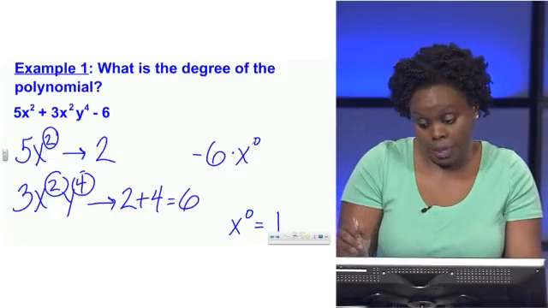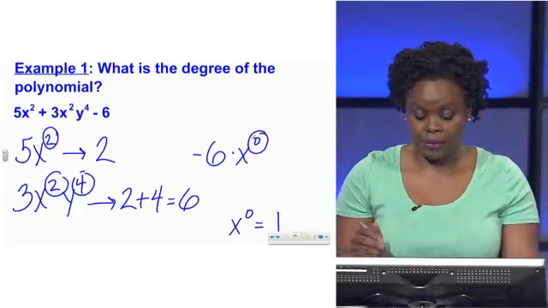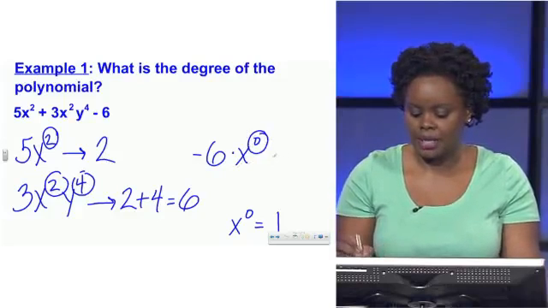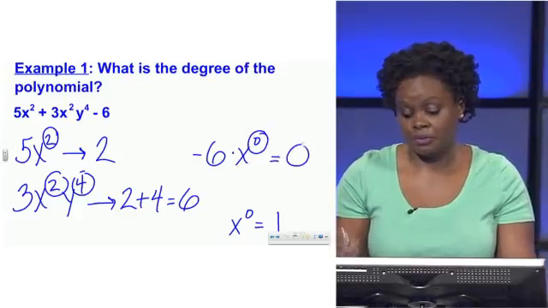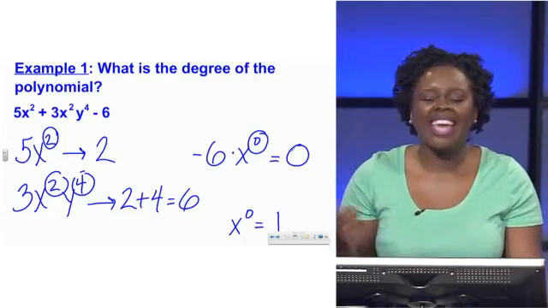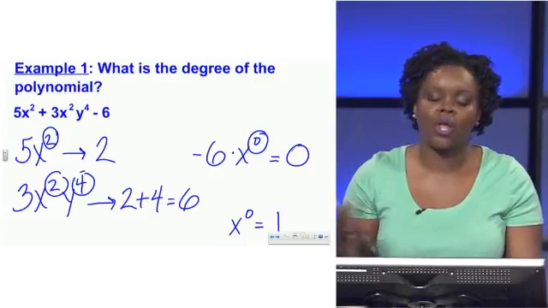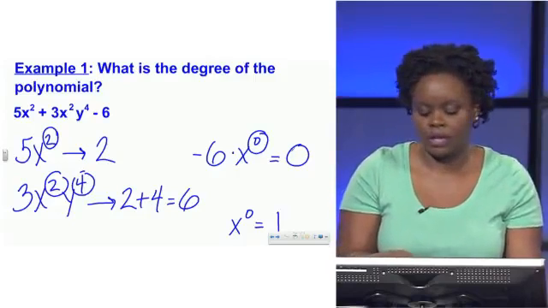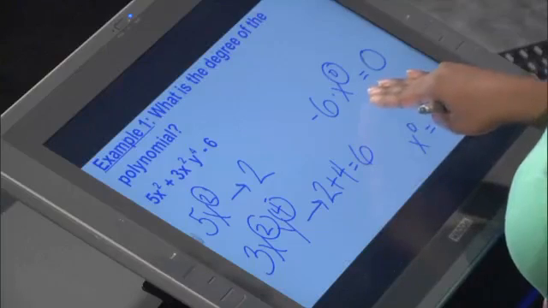So now I can see, well, okay, the exponent's 0. So the degree of that constant term, that -6, is 0. Or a shortcut is that you could think about it like every constant term will always have a degree of 0, because you can treat every single constant term in that same fashion.